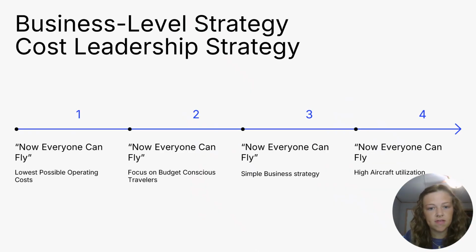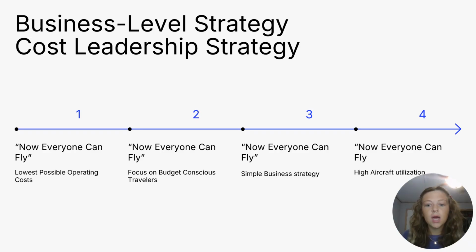Now we're going to be discussing what business level strategy AirAsia uses, and it uses a cost leadership strategy. Down here I've put its catchphrase, "Now everyone can fly." They have the lowest possible operating costs, bare bones operating costs. They want affordable air travel. That's their main thing. They focus on budget conscious travelers.